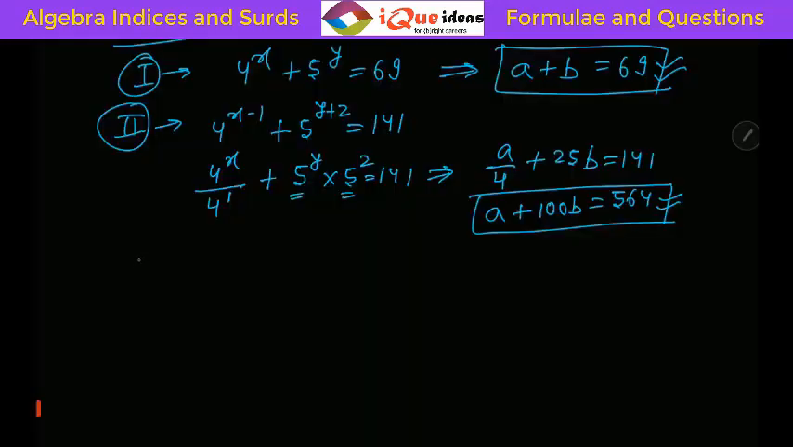Okay, so I write the equations again. I write the second equation first: a plus 100b is equal to 564, and the first equation is a plus b equal to 69.